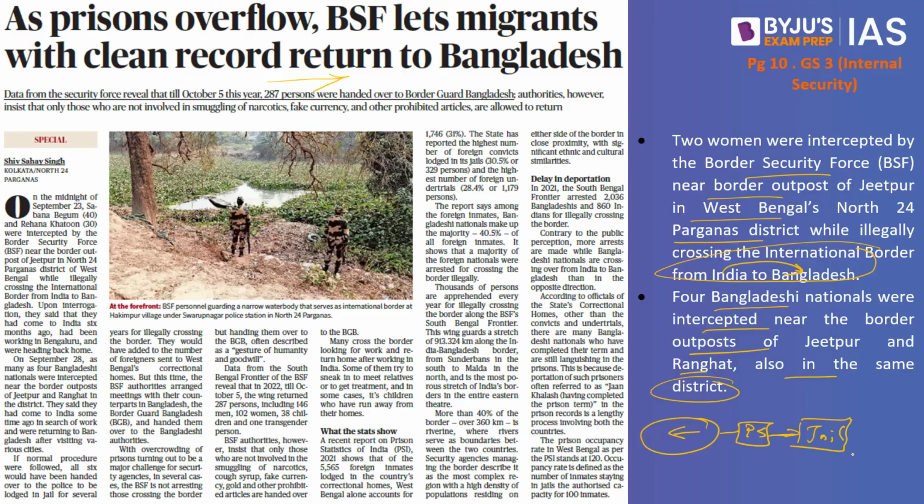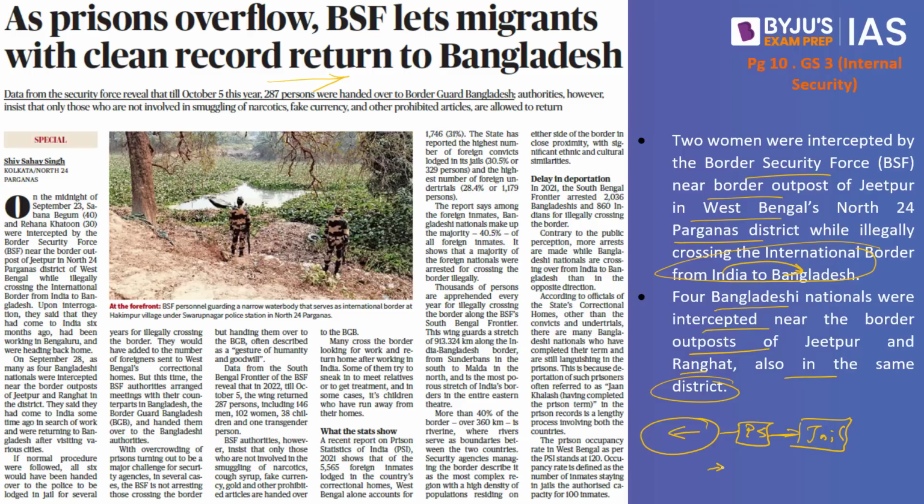But why did the Border Security Force personnel allow these people to go back to their country? There are two reasons for it. One is that there are a large number of people who are already languishing in jails. There is overcrowding of such illegal migrants in the jails right now. In order to prevent it, if they have a clean record, the BSF would speak to the border security of the other country, that is Bangladesh in this case, and allow them to go back to their home country.